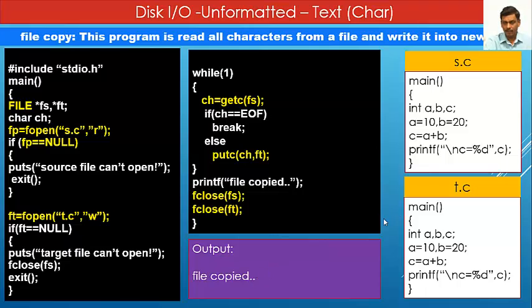If you want to know the content of t.c, just open it using our editor. It may be a C compiler or Notepad, anything. By using any one of the editors, just open t.c. It has the same data as s.c. So it copied all characters to t.c. So this is the file copy program using text characters. This is if we want to change it to binary, because unformatted, that is getc, putc. Its equivalent is fgetc, fputc for characters.